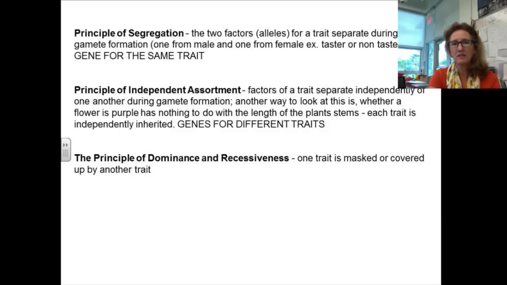I have on here a quick look at some of the terms that we've learned already. These are Mendel's principles. Principle of segregation: 2 factors, alleles, for a trait separate during gamete formation. Principle of independent assortment: factors of a trait separate independently of one another during gamete formation. Another way to look at this is whether a flower is purple has nothing to do with the length of the plant stems. Each trait is independently inherited, genes for different traits. The principle of dominance and recessiveness is that one trait is masked or covered up by another one.